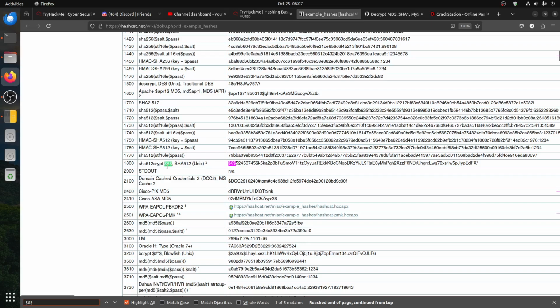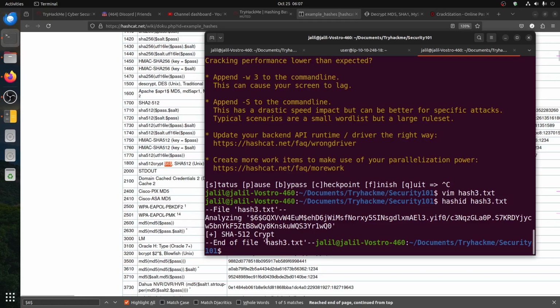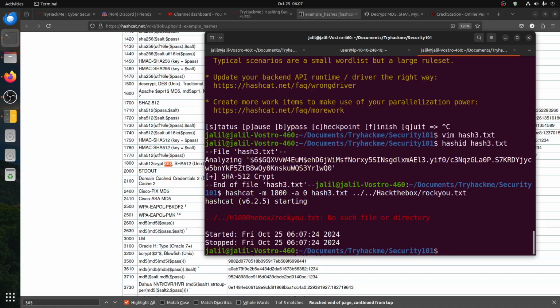So it's SHA-512 crypt, the same as this one. What he detected, so it's correct. I was searching with the wrong thing. So it's 1800. Okay, so we can say 1800. And it's 1800 hashcat #3. Let's go.